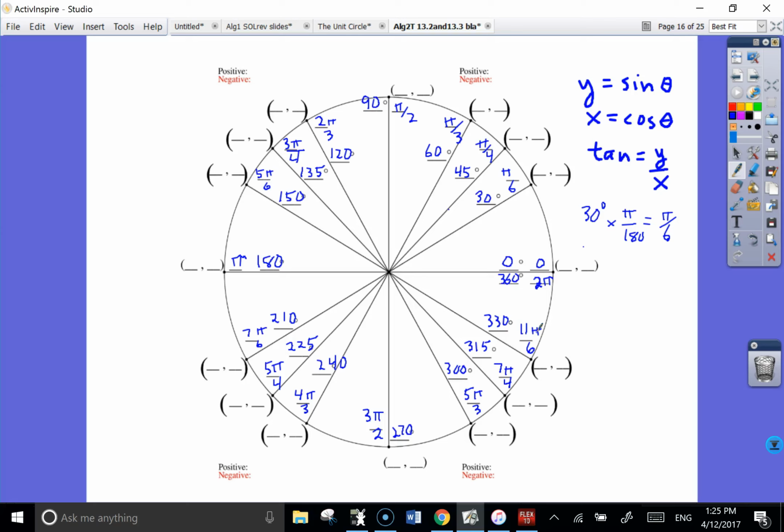Okay, now we have to fill in the coordinates, right? The coordinates. So since this is a unit circle, the radius of 1, right straight to the right on the positive x-axis, that's 1, 0. And if it goes straight up, 0, 1. Right? If it goes straight to the left, negative 1, 0. Straight down, 0, negative 1.